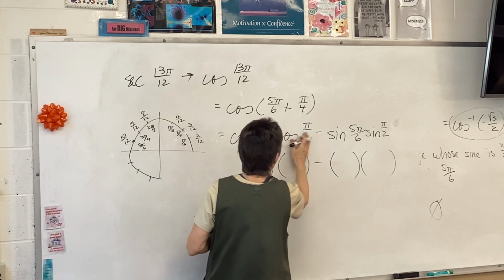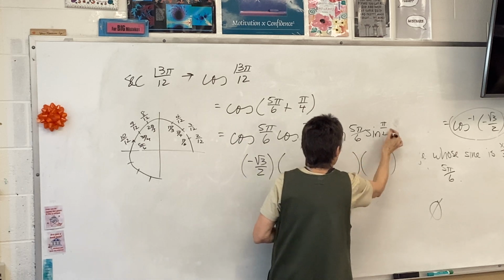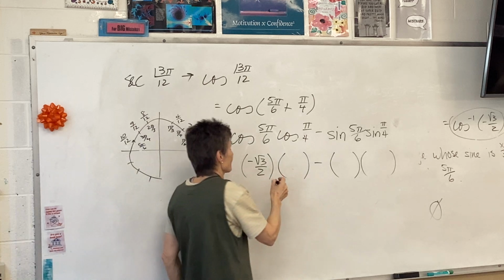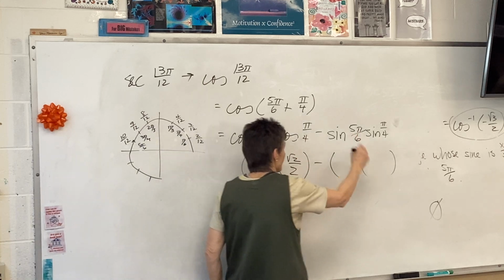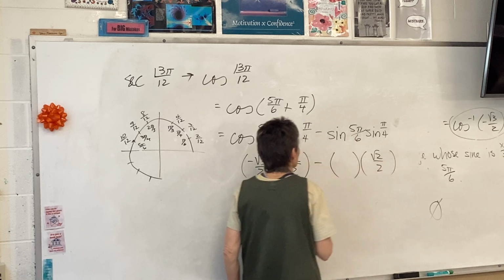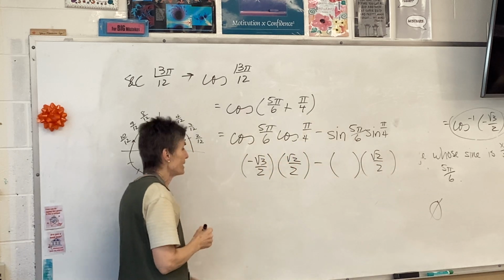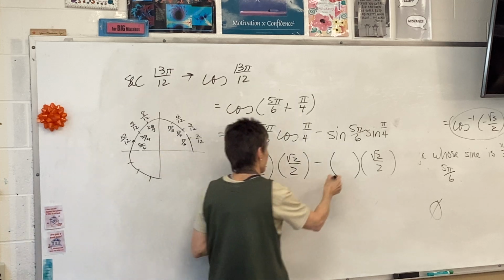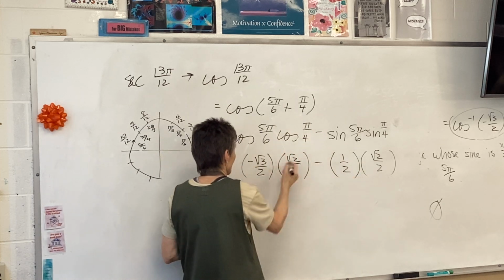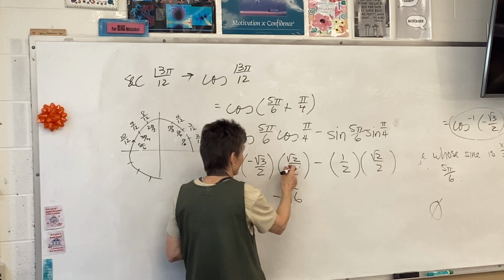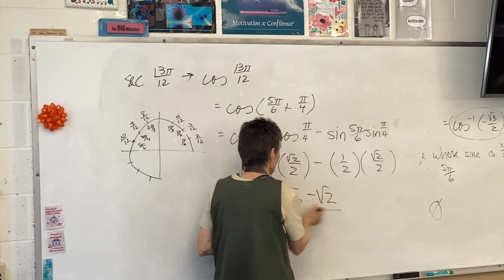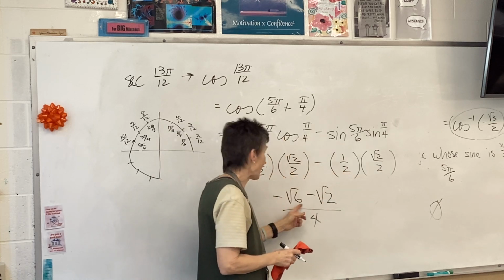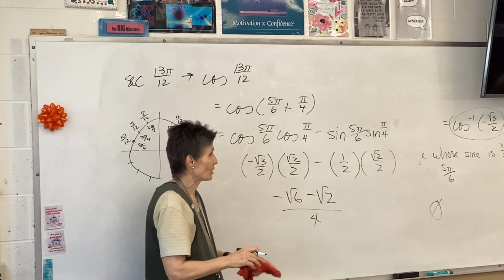Oh, that's a pi over 4. All right, what's the cosine of pi over 4? Root 2 over 2, and so is the sine. What's the sine of 5 pi over 6? 1/2. So negative root 6 minus root 2 all over 4. Your common denominator is 4. Can't add these together, but we can build one fraction out of it.